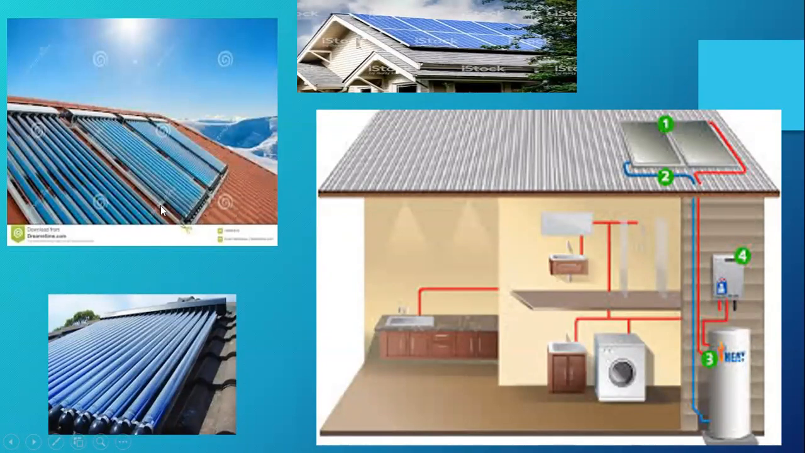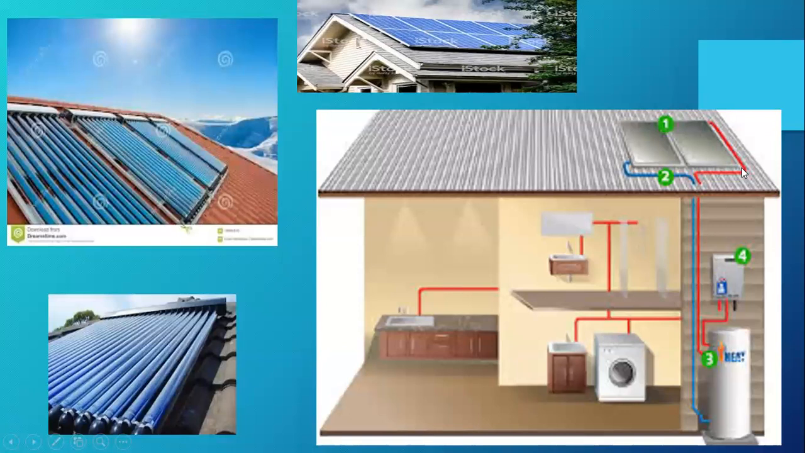We also can use the solar system or solar tubes on our home's roof. Can you see these tubes here? These solar tubes will heat our water. How? These tubes contain water inside. The tubes will become very hot because of the sunlight. When water moves inside the tubes, it will be hot also because the tubes are very hot. So the water will be hot.